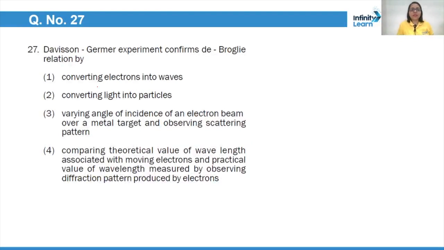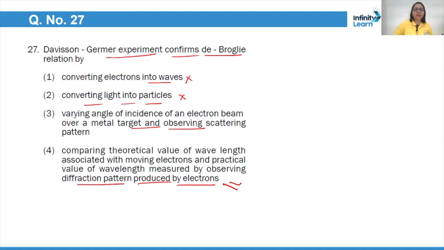Question number 27. Davisson-Germer experiment confirms de Broglie relation by converting electron into waves? No. Converting light into particles? No. Varying angle of incidence of an electromagnetic beam over a metal target and observing scattering pattern? No. Comparing theoretical value of the wavelength associated with the moving electron and practical value of wavelength measured by observing diffraction pattern produced by electron? Yes, this was done, right? So correct answer is option 4.